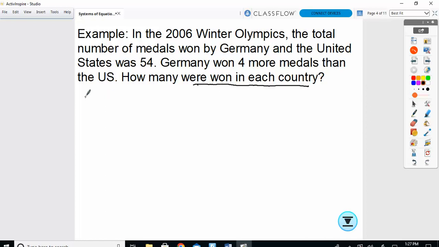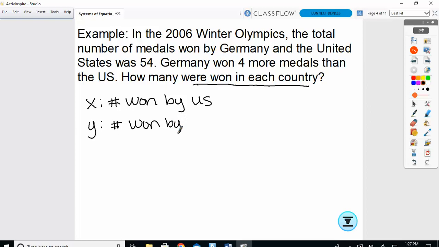So I need a variable for each of those. We have 2 countries, so I need 2 variables. You can pick whatever letters you like. I typically didn't use x and y, but it doesn't matter. So x, I'm going to say, is the number won by the US, and y can be the number won by Germany.